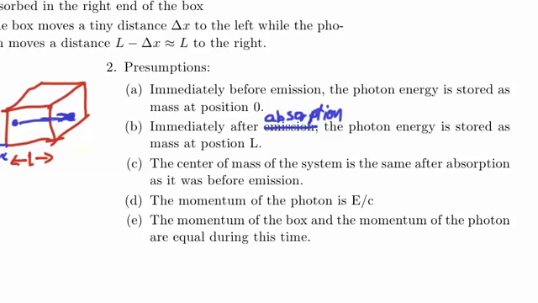Here's something that is well known, that the momentum of a photon, P equals E over c. It's also equal to h over lambda, or hf over c. I'm not sure how all that works, but those are well-known identities, so I'll go with that. The momentum of the box and the momentum of the photon are equal during this time, so when the photon takes off this way, the box will take off that way, and the momentums are going to be equal.